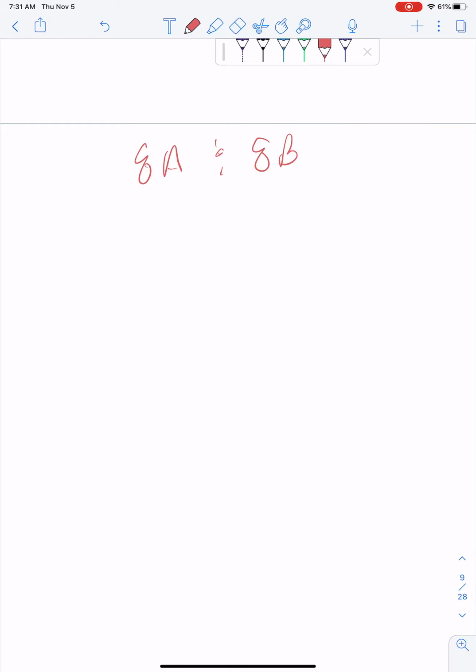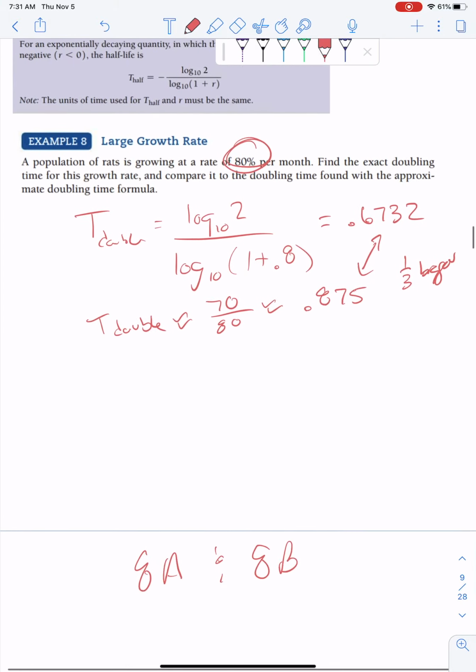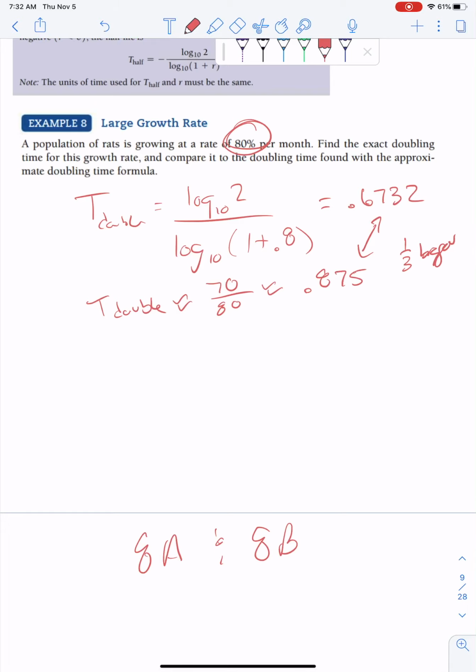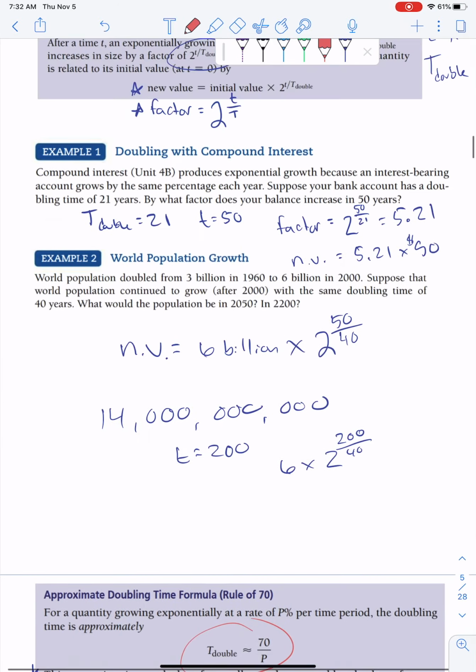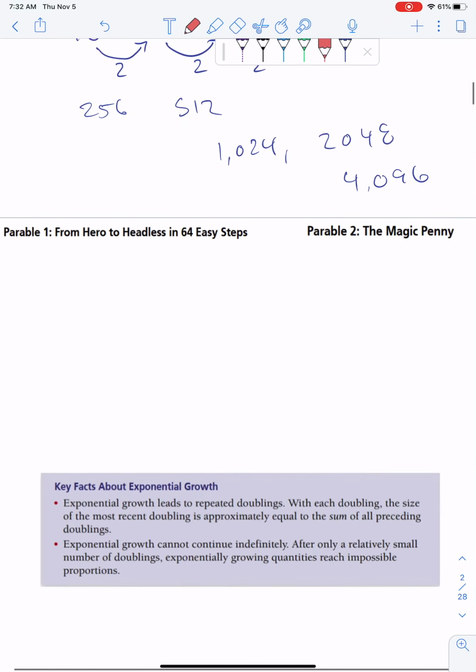I think you'll survive. When you come to class, probably not Friday, because a lot of you will be taking the test on Friday, but on Tuesday next week, we'll talk a little bit about these parables that have to do with doubling time and exponential growth. We'll talk about the magic penny, and we'll talk about folding paper to reach the moon, which turns into a pretty cool conversation. So we'll see you then.